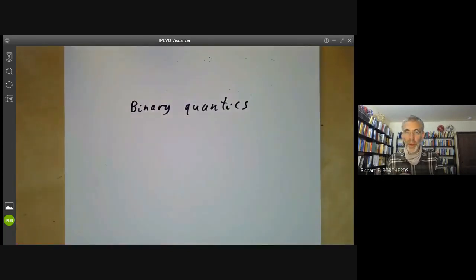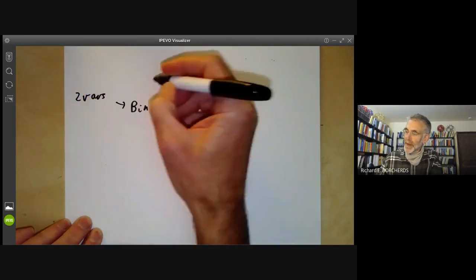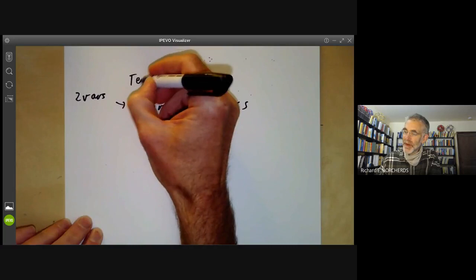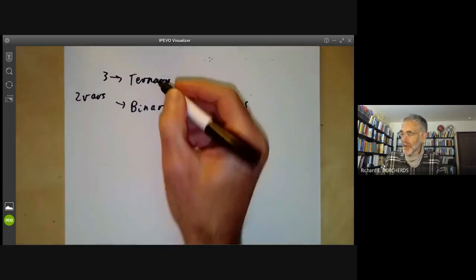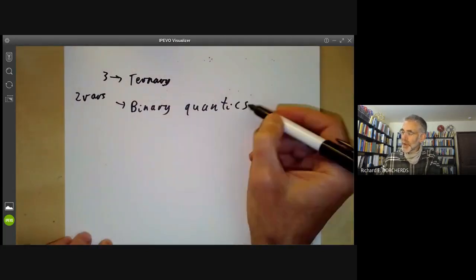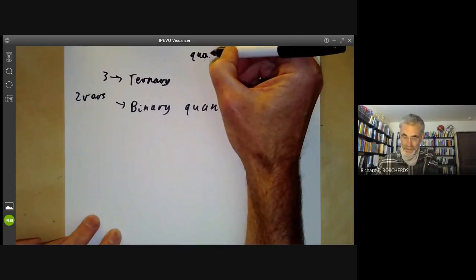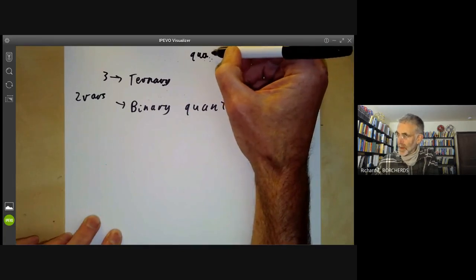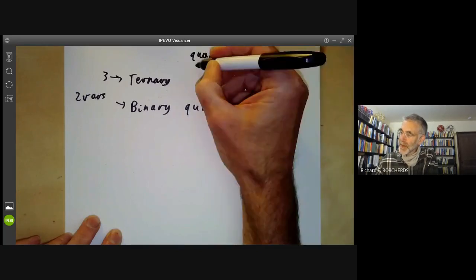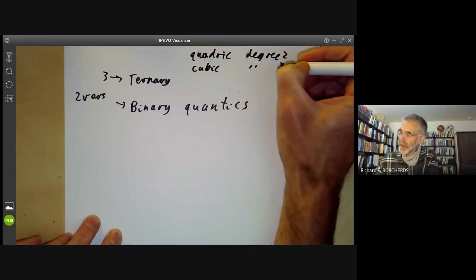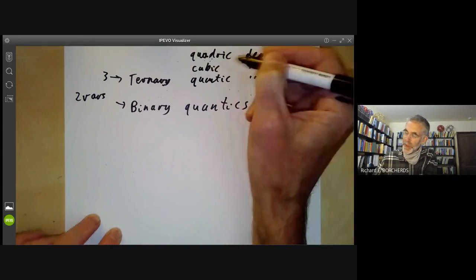So what is a binary quantic? Well, binary means two variables. And if you want to say three variables, you would say ternary. And if you want four variables, which isn't very common, you would say quaternary and so on. And then quantic sort of indicates what the degree is. So quadratic or quadric means degree two, cubic means degree three, quartic means degree four, and quintic means degree five, and so on.